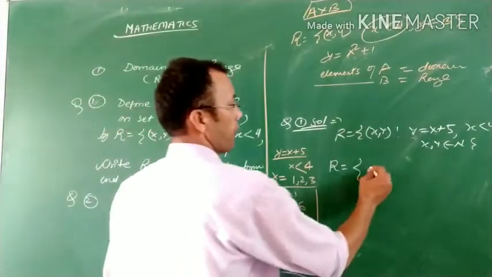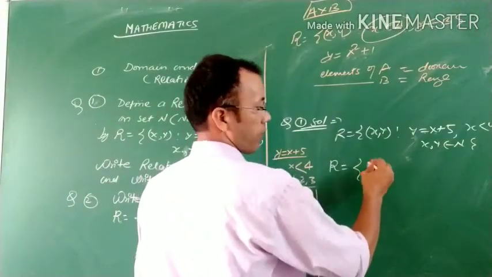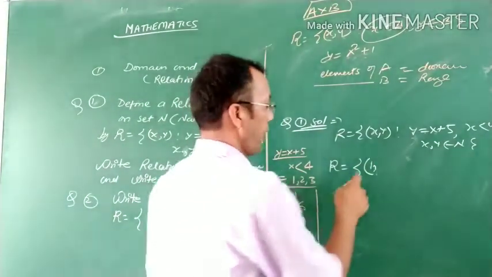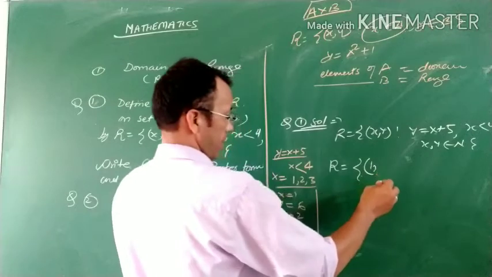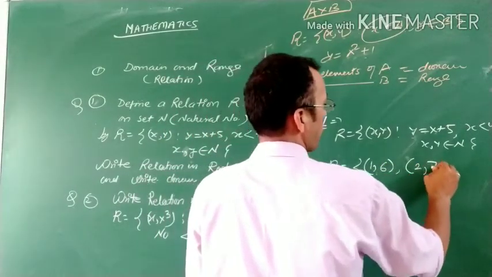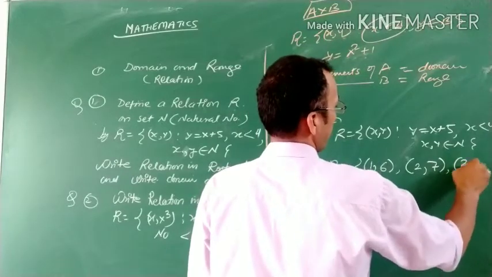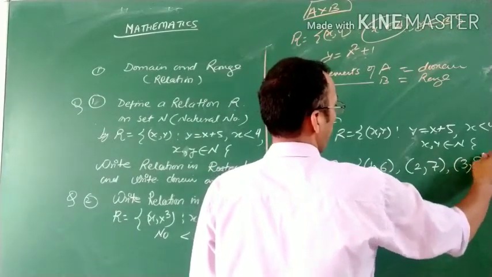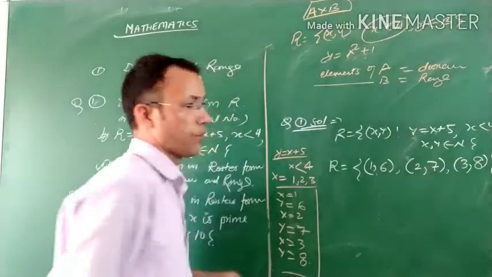Now check, if x is 1, we cannot put 0. So x is 1, then y we have 6. If x is 2, y we have 7. If x is 3, y we have 8. That is the relation, right?